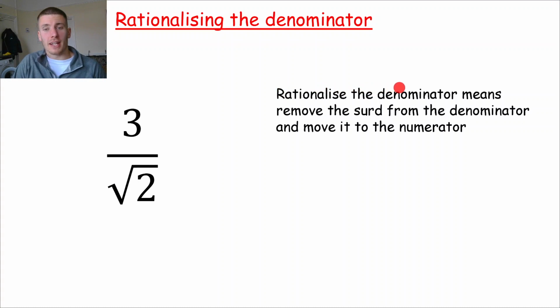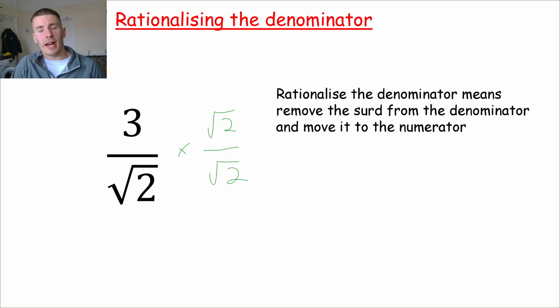Rationalise the denominator means removing the surd from the denominator. Not getting rid of it, but by manipulating it and moving it to the numerator, right? And the way that you do this is you multiply the surd by whatever the surd is on the bottom. So you times it here, in this case, by root 2 over root 2.